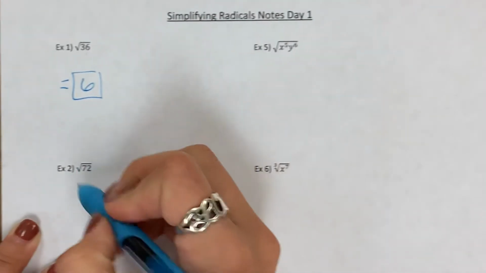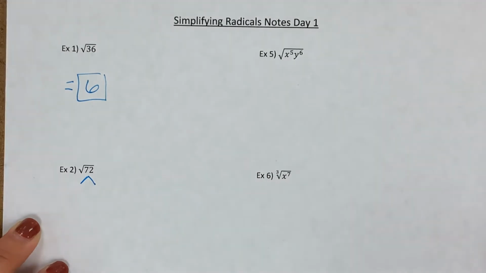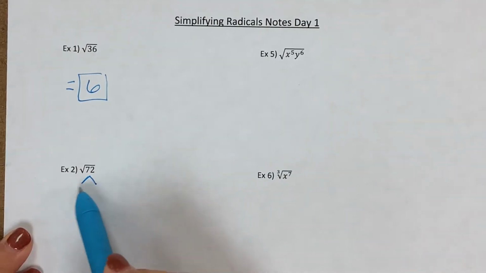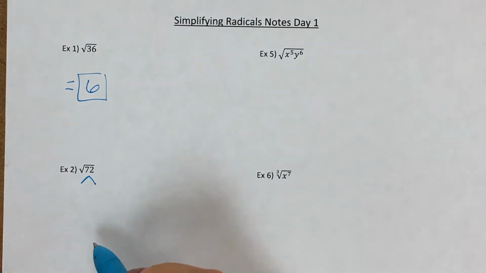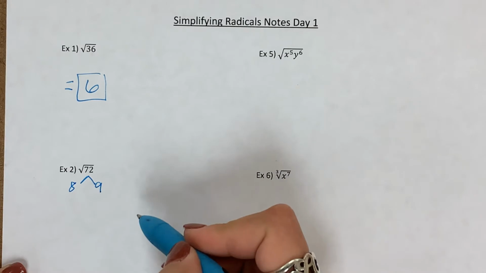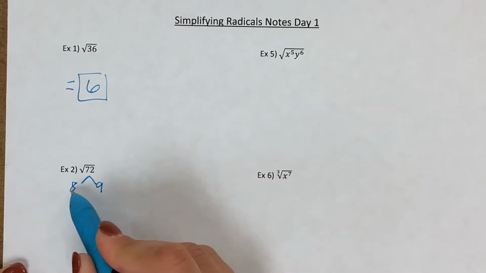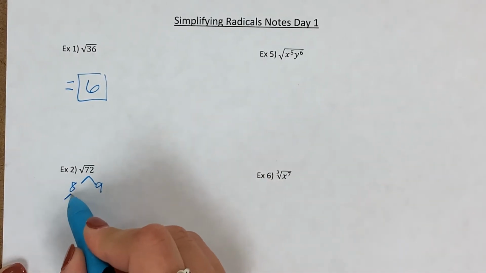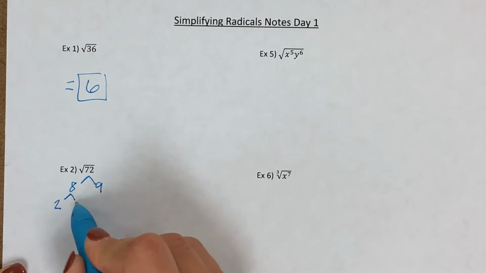So from here, what we do is we create a factor tree. You may have seen these in lower grades. We want to figure out what two things multiply to give us 72. There are multiple options. We're going to use 8 and 9. From here, we check to see, can 8 be split up any further? 8 can be split up into 2 and 4.